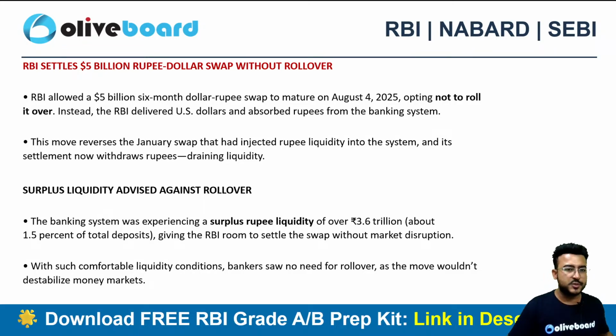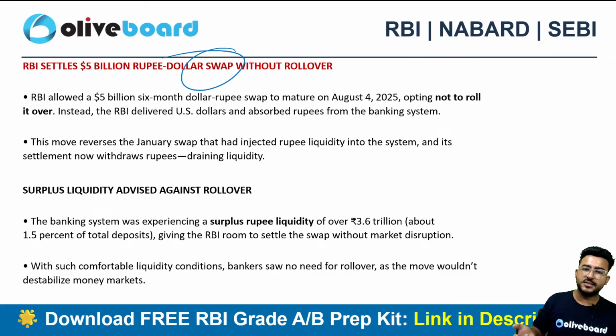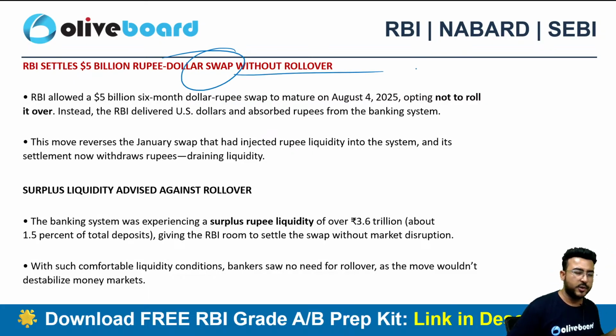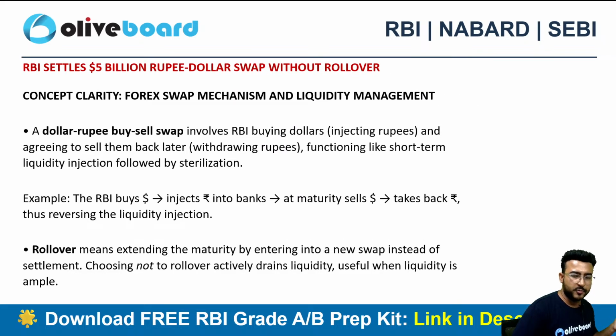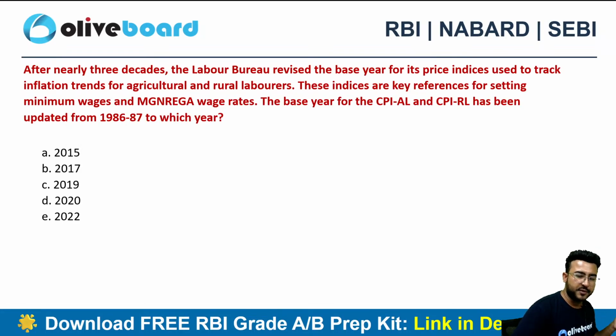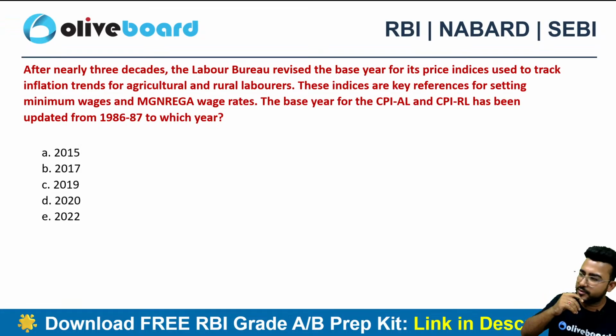Again, this particular news, RBI has settled the $5 billion rupee swap. If you guys remember, RBI had entered this particular swap earlier. They injected rupee liquidity in exchange for dollars, and I told you that because this is a swap transaction, you need to reverse this transaction. So RBI has not entered into a rollover. Why? Because there is already enough liquidity in the market. So RBI has not rolled this over and has settled the $5 billion swap amount that we earlier discussed. I think 4 months back, 6 months back, we discussed this as well.